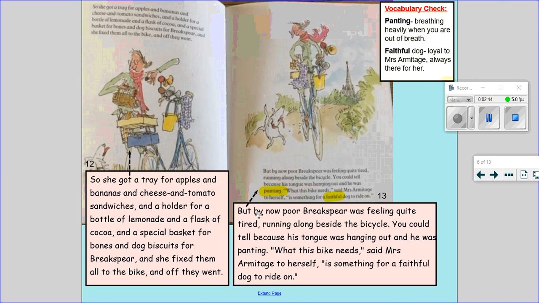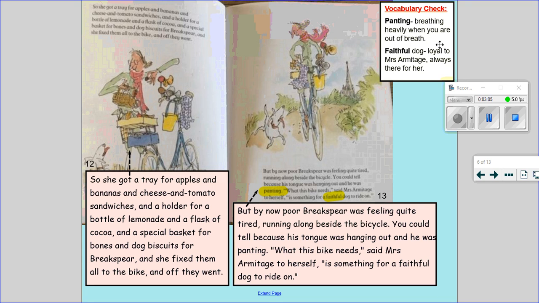Page 13. But by now, poor Breakspear was feeling quite tired running along beside the bicycle. You could tell because his tongue was hanging out and he was panting. What this bike needs, said Mrs. Armitage to herself, is something for a faithful dog to ride on. Quick vocabulary check. Panting is breathing heavily when you're out of breath.